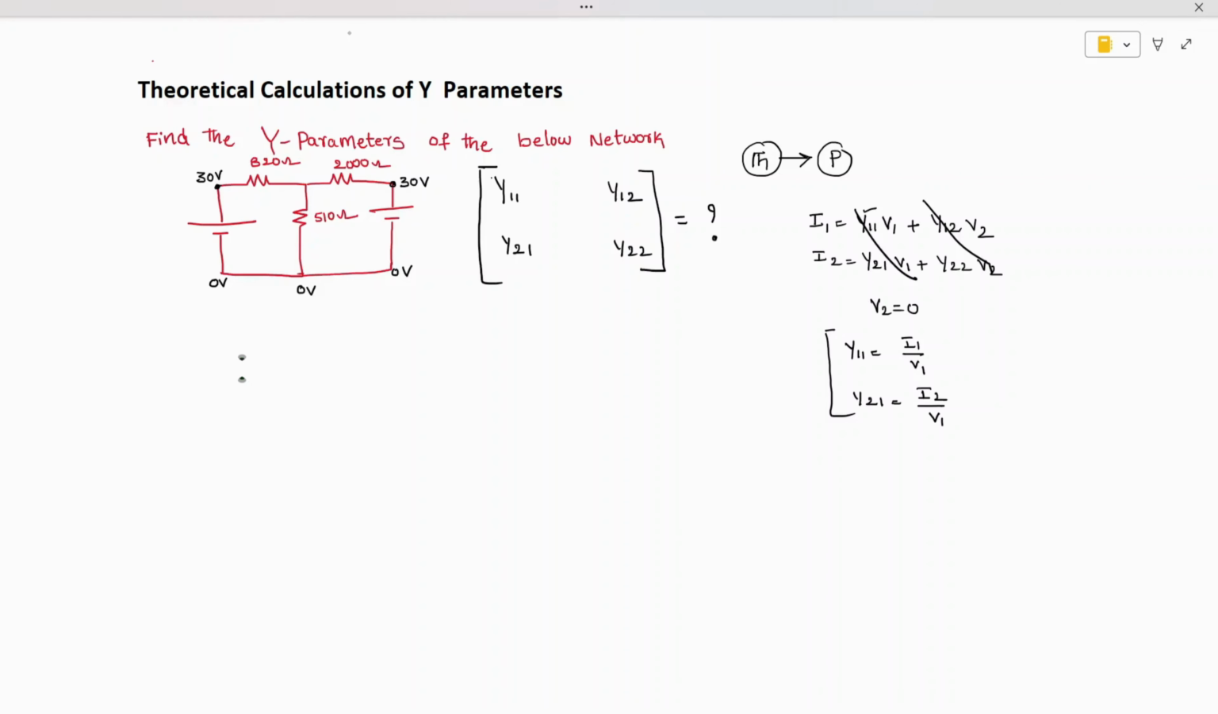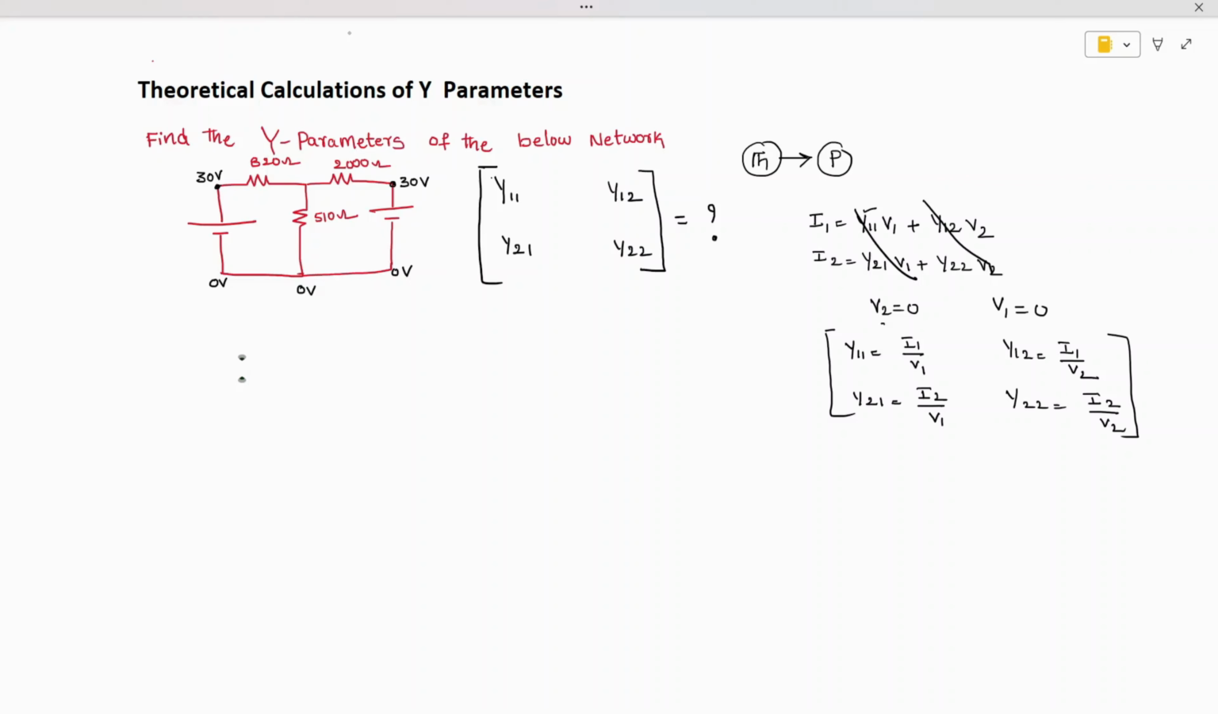Next, we will make v1 as 0. So when v1 is equal to 0, these terms are 0, then the value of y12 is equal to I1 divided by V2, and the value of y22 is equal to I2 divided by V2. So these are the y parameters that we are going to get. Now let's try to solve it.